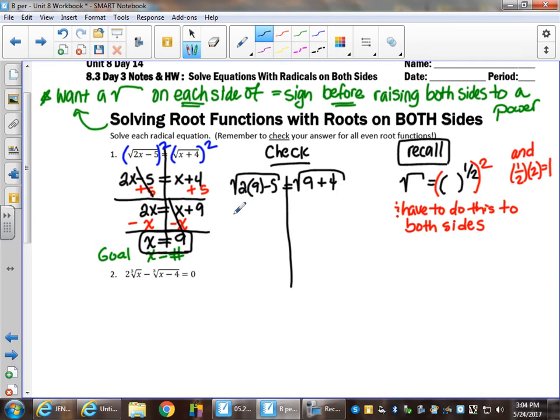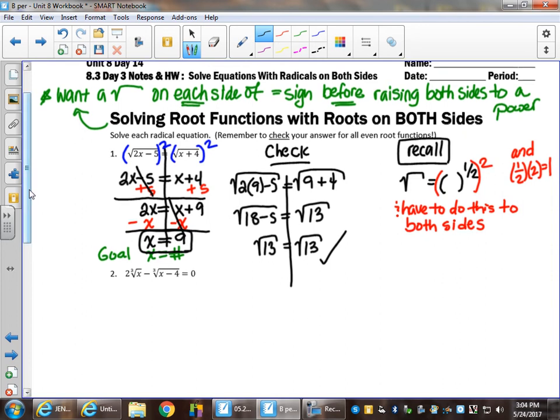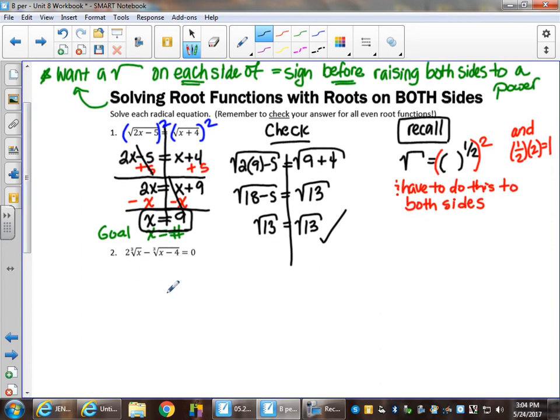So under the radical, I have 2 times 9. That's 18 minus 5. And then over here, 9 plus 4, that's the square root of 13 here. And then 18 minus 5, that's the square root of 13, equals square root of 13. Check. That worked. So x equals 9 is the answer. Number 2 is the first example where we're going to have to do a little work first. So I'm going to give you a moment to compare what number 1 was originally and number 2 and see if you can figure out what's different.